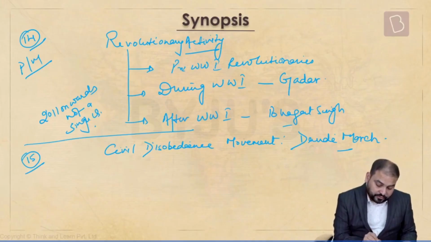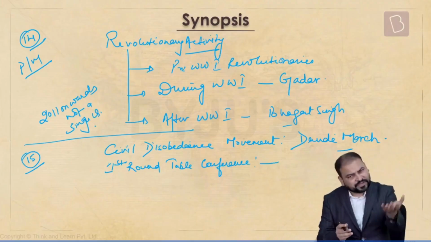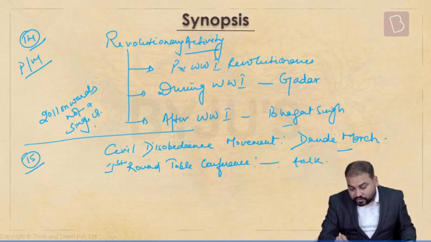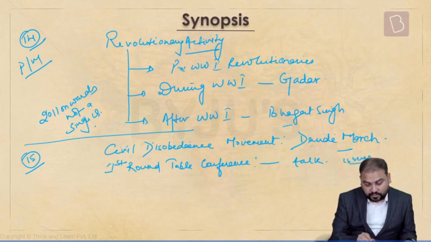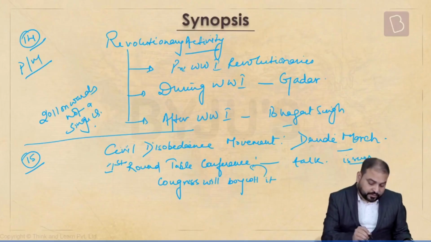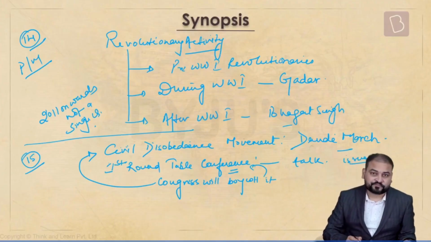Apart from this, if you all see here, at this moment only, the British for the first time will organize a Round Table Conference. They will invite everyone. Please come. Let us talk. Let us understand your issues. But you will see Congress will boycott it. Why? Because Congress is busy in CDM. The moment Congress did not come here, everybody said, please invite Congress also.